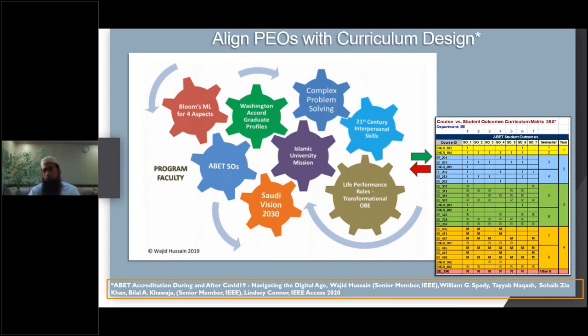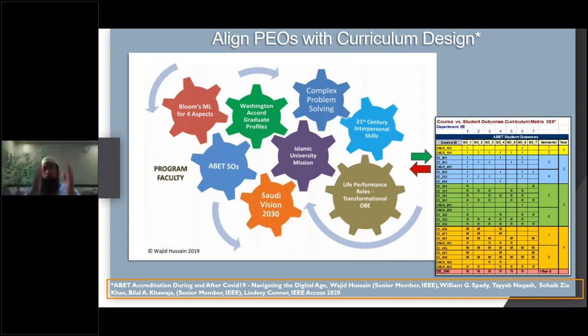And when you develop program educational objectives, you look at 21st century interpersonal skills, you look at life performance roles like being a leader, a contributor, a collaborator, you look at a national vision, you look at university mission, you look at Washington graduate profiles, then you look into a mastery learning concept when you put down the program educational objectives. Like you start with the knowledge perspective, then the application, then you go into employment perspective, then you go to community service. So you go in these levels.